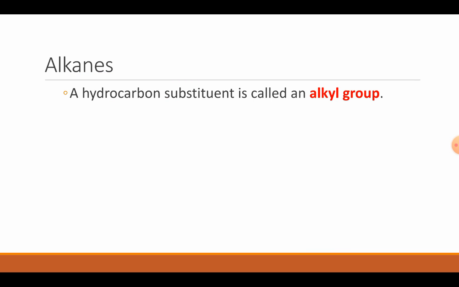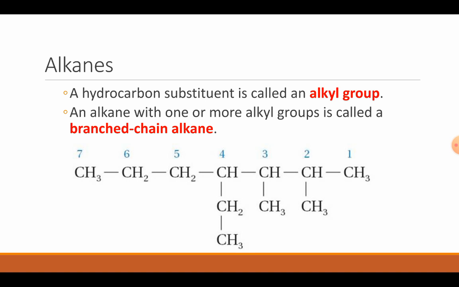Look with me. A hydrocarbon substituent is called an alkyl group. Called what? Alkyl group. So the hydrocarbon substituent is called an alkyl group. Look here, guys. An alkane with one or more alkyl groups is called a branched chain alkane. Branched chain alkane. Can you see here?